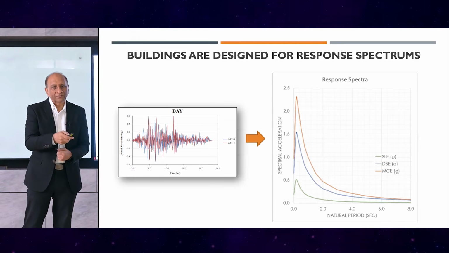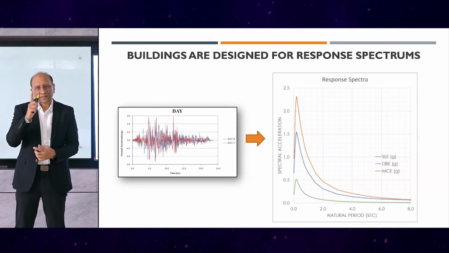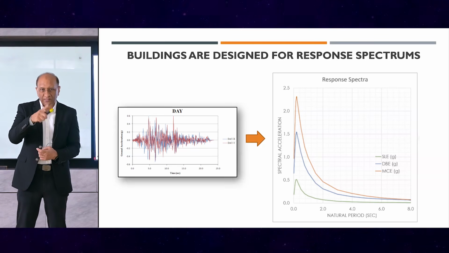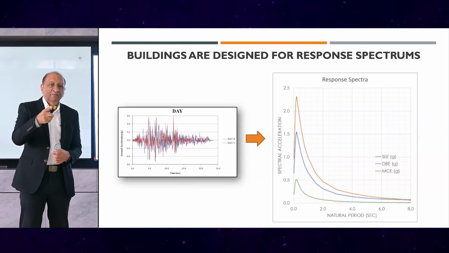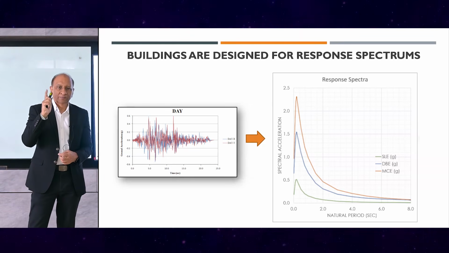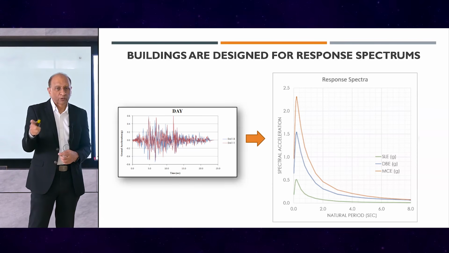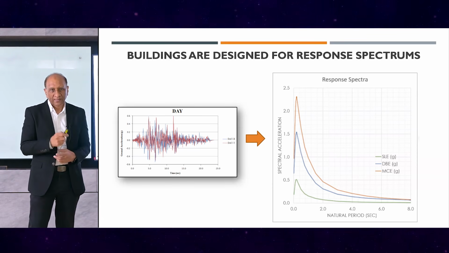So for each ground motion, we can generate our response spectrum like this. For example, this is a response for different intensity, different PGA. We can generate the response for the maximum credible earthquake, the design basis earthquake, and the service level earthquake, and those response spectra can then be used back in the analysis. So that's the story here.